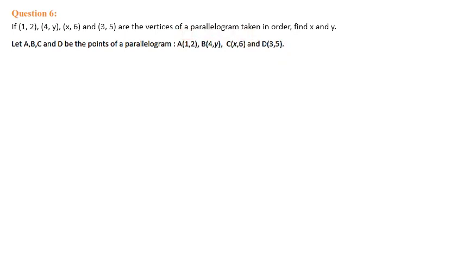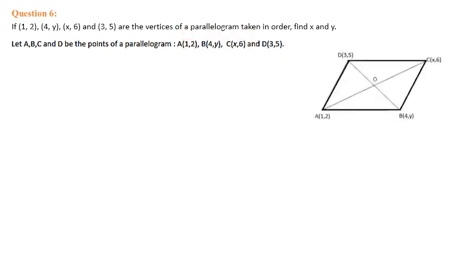That is a condition. So let us visualize that. Just draw a parallelogram and plot the points A (1, 2), B (4, y), C (x, 6) and D (3, 5). Make sure that these 4 points are in order. That is what the condition is given to you. It should be in order A, B, C and D.